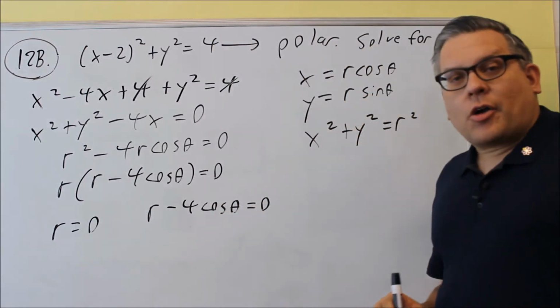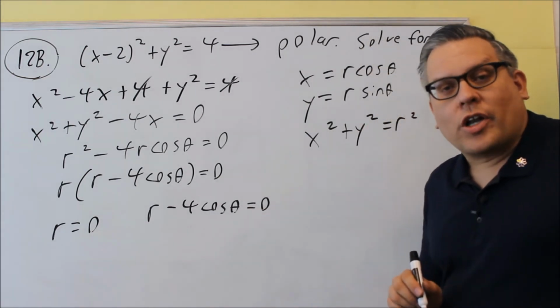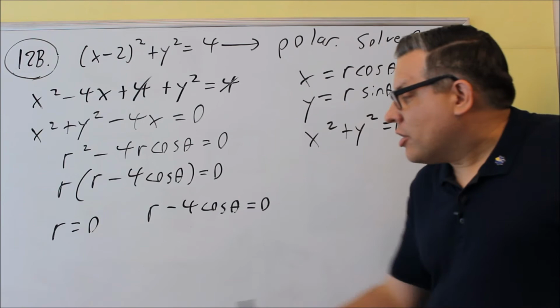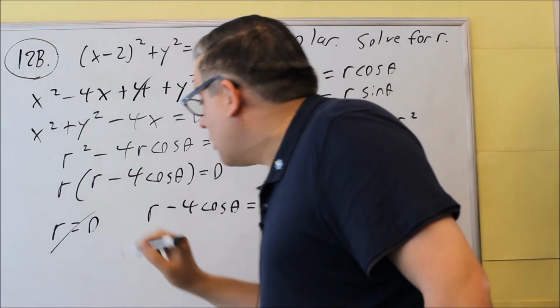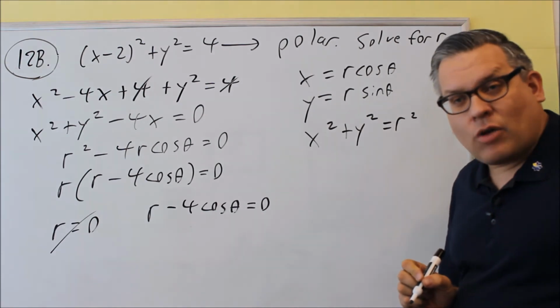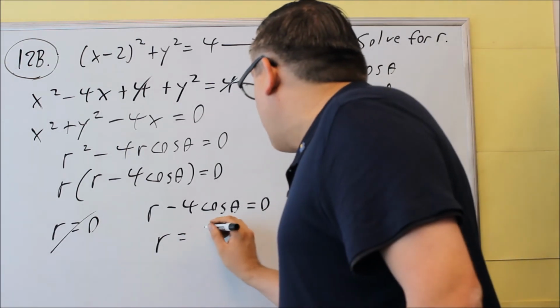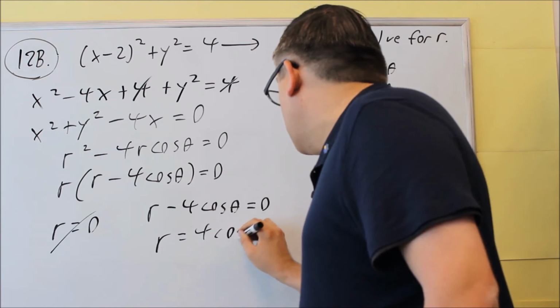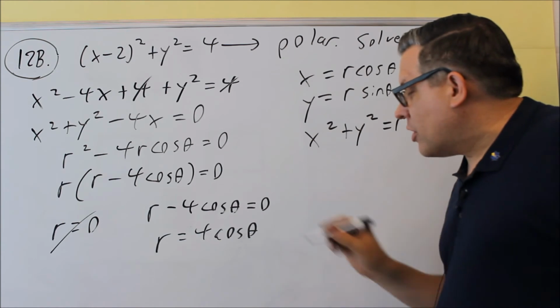Now, if you imagine what r equals 0 is, r equals 0 represents a circle with a radius of 0. Now, you can't have a circle with a radius of 0. That doesn't actually end up being one of our solutions, so we're going to cross that one out. But this one we can continue with a little bit more. We can solve for r, and we get r equals 4 cosine theta just by moving that term over.